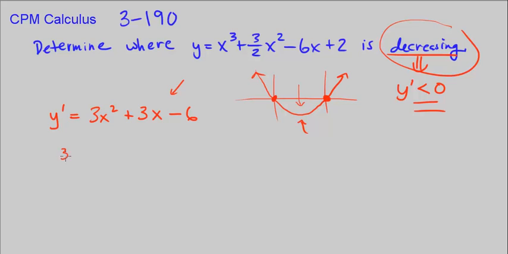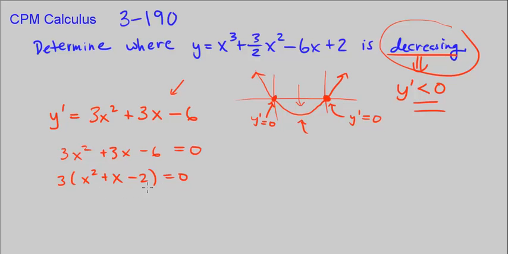So let's go ahead and say 3x squared plus 3x minus 6 is equal to 0, right? That's going to give us these boundary points where y prime is equal to 0. That's the zeros. Let's solve for this. Let's factor out 3, and we get x squared plus x minus 2 is equal to 0. We could divide both sides by 3 first, and we just get x squared plus x minus 2 is equal to 0.